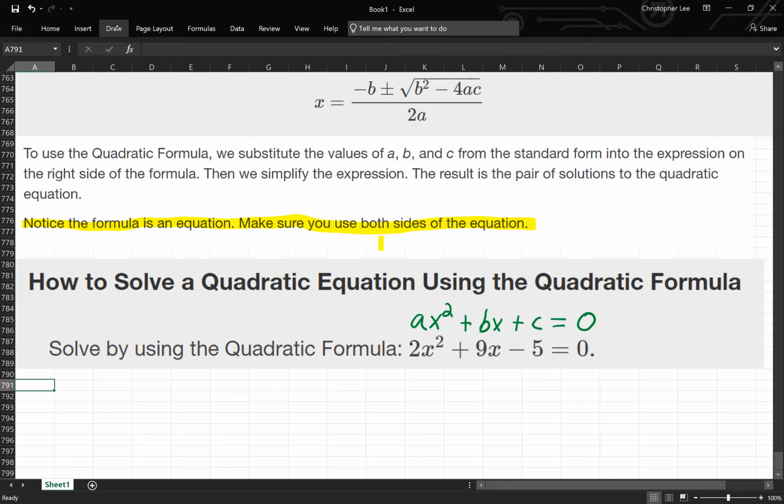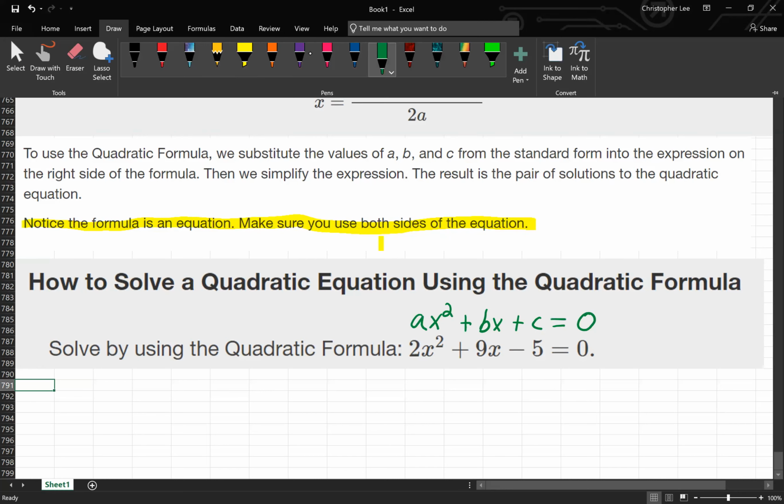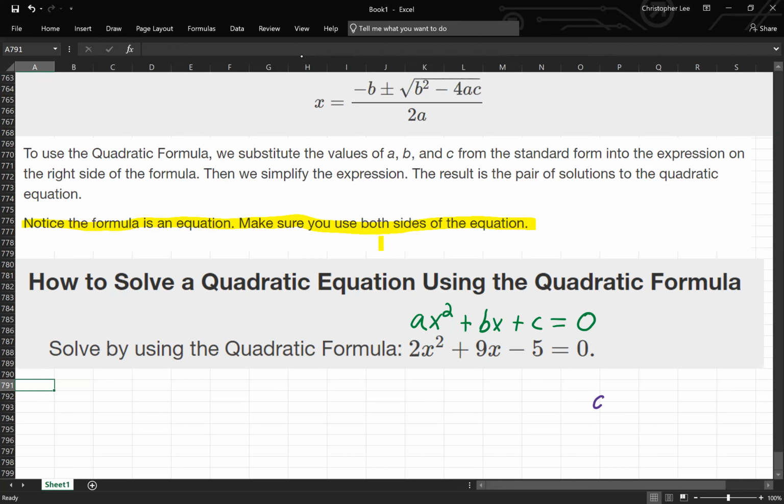Before we even get into that, somebody help me out with something. What's a? 2. What's b? 9. And what's c?